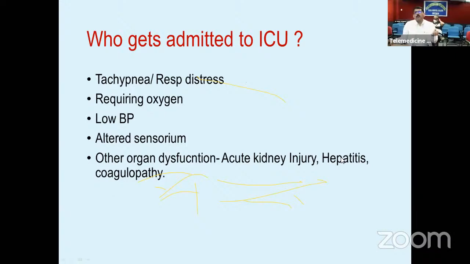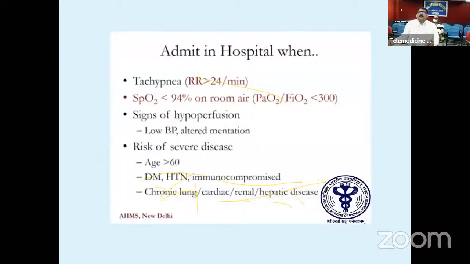And those who develop high respiratory rate, labored breathing, need for oxygen, low blood pressure, altered mentation, or other organ failure like renal injury, hepatic injury, or coagulopathy, send them without hesitation to the COVID hospital or dedicated COVID health center. Don't keep them in home isolation. Don't keep them in the COVID care center. This is an absolute indication for hospitalization: tachypnea with respiratory rate more than 24, oxygen saturation less than 94, signs of hypotension, low blood pressure, and risk of severe disease: age more than 60, diabetic, hypertensive, immunocompromised, and chronic lung, cardiac, renal, and hepatic diseases. Admit them.